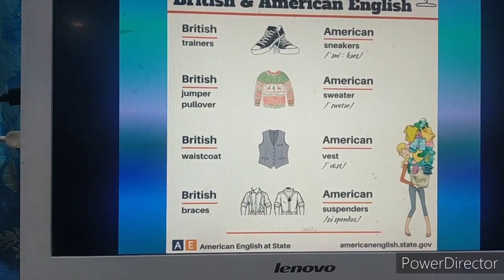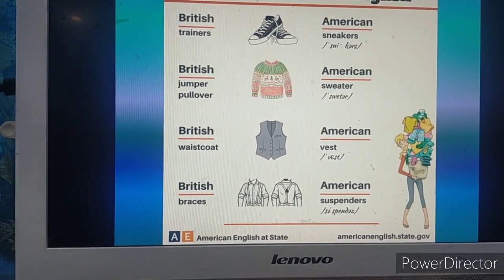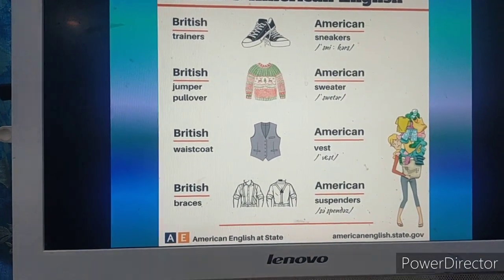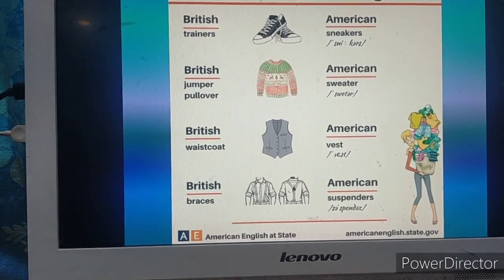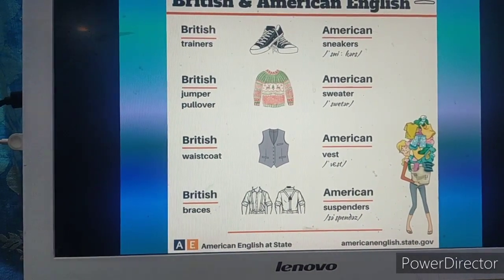Or say the word jumper or pullover. We always literally use the word sweater. Or the British waistcoat is a vest. The British braces are suspenders for the Americans. So we see there are a number of words which we use interchangeably, and in fact we do not even realize that they are British and not American, or American and not British.